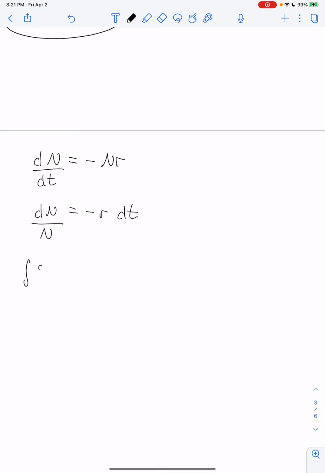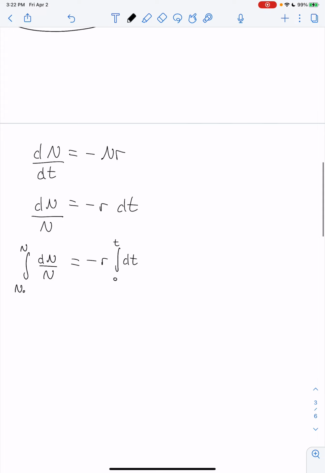So we'll integrate on the dn over n side, and we're going to integrate from n naught, the initial amount that we have in that population of excited atoms or whatever, to n, some later amount. And then over this side, we don't need to include the negative r, that's just a number, and we're going to integrate dt from 0 to t.